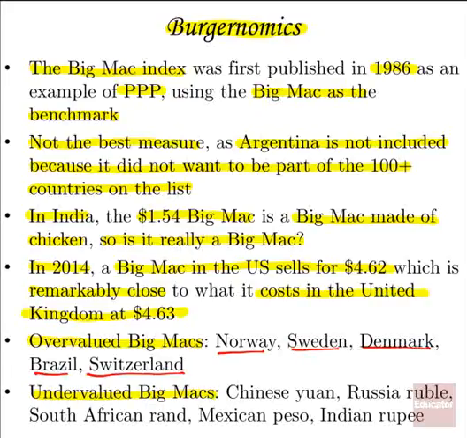Okay, you might want to consider the Chinese yuan, so you might want to go to China. The Russian ruble, so you can pack up and go to Sochi. You might want to go to South Africa, the rand, very cheap Big Macs, the Mexican peso, and the Indian rupee. So these are kind of the 5 countries where the Big Mac is really cheap. So if you had a large amount of US currency, then theoretically you could purchase more stuff in these countries than you could in the United States, right?